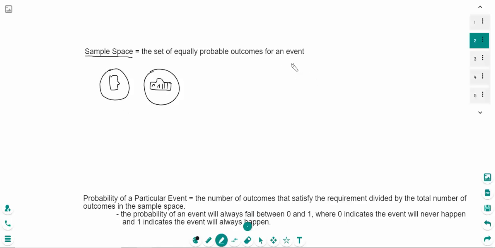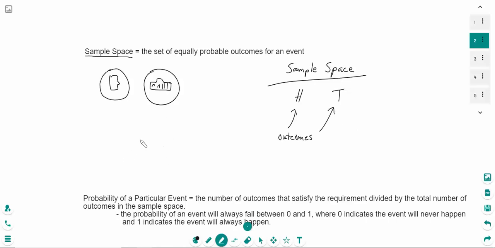So maybe if I were to write it over here, I could say that the sample space for flipping coins is going to be heads or tails. That is the sample space. There's only 2 things in there, heads or tails. Okay? 2 outcomes. And yeah, I might actually even refer to these as outcomes. 2 outcomes. Okay? Heads and tails.